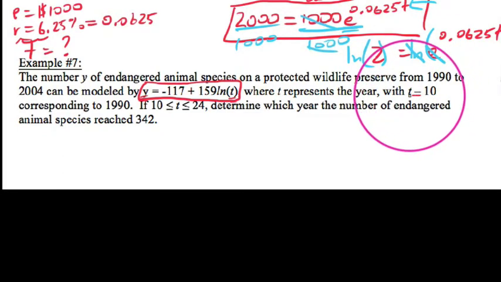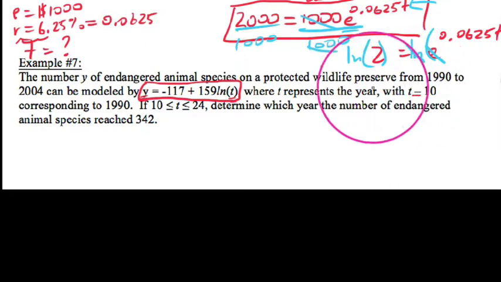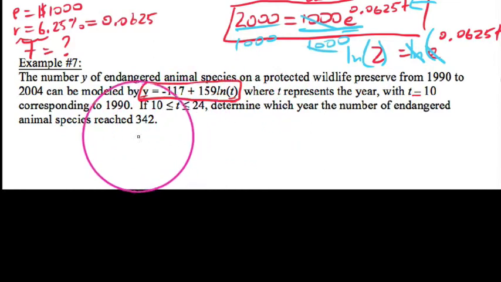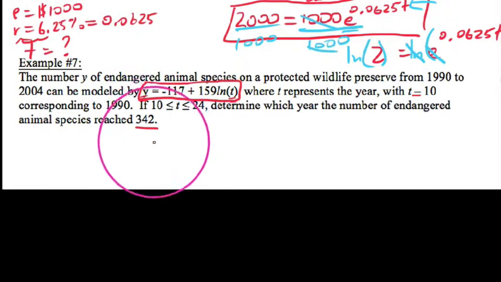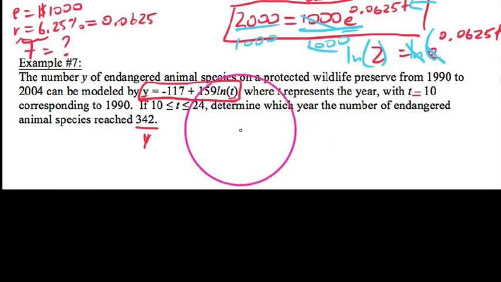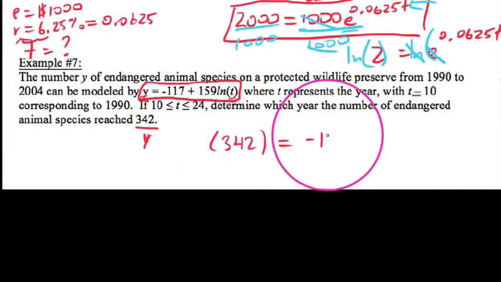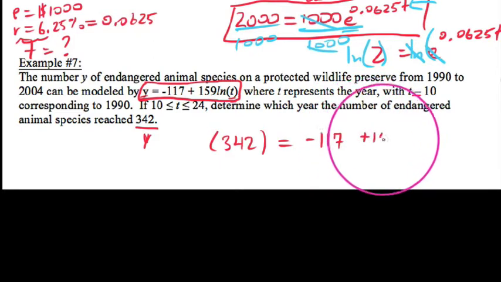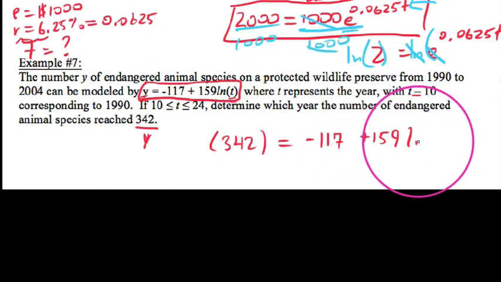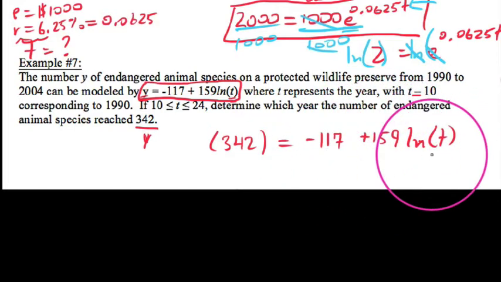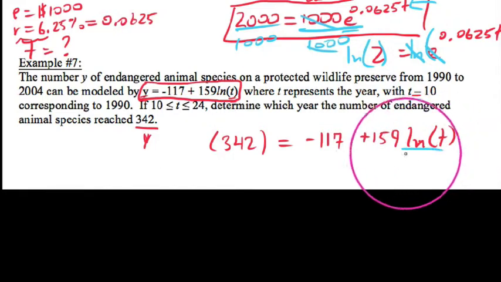Corresponding to 1990, okay? So we say between 10 and 24, determine which year the number of endangered animal species reached 342. Okay, so what we have here is a situation where we've been given this, which is really a y value, and we've been asked to go find the time. Again, go find the time. So we get this here, we say 342. Let's plug this in, and we're going to work backwards, and we have the tools necessary to solve this equation now. We say times the ln of the time. So we are going to isolate this base this time, except for the base is this logarithmic expression.